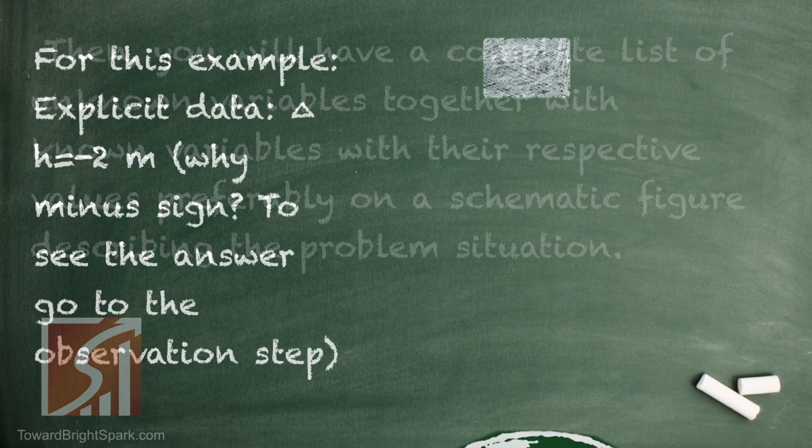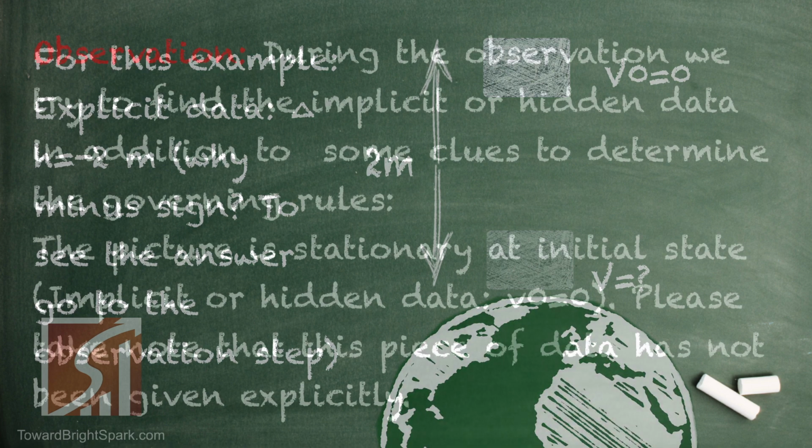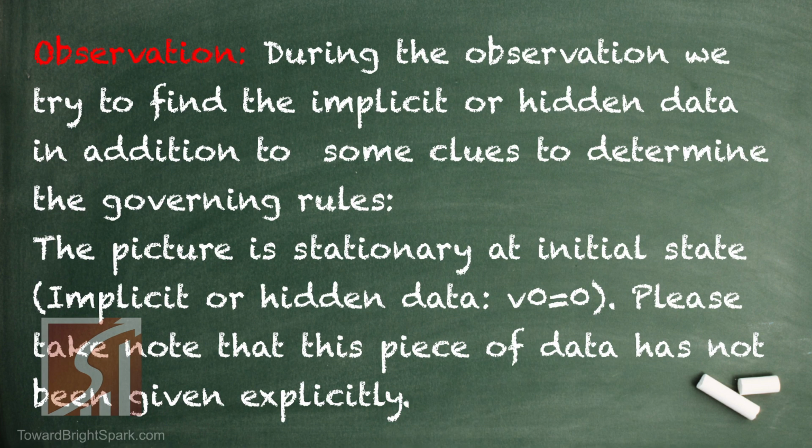For this example, the explicit data is delta H equals minus 2 meters. But why the minus sign? To understand the reason behind the minus sign, you have to wait for the observation step. As you can see here, we drew a picture which describes the situation given in the problem statement. The next step is observation. During the observation, we try to find implicit or hidden data in addition to some clues to determine the governing rules.